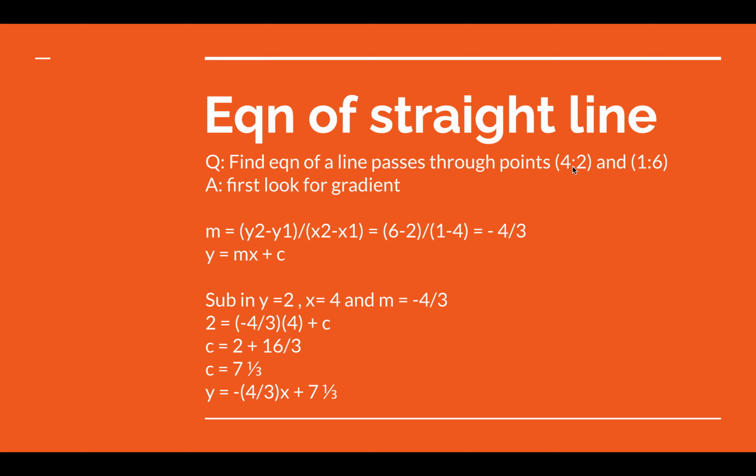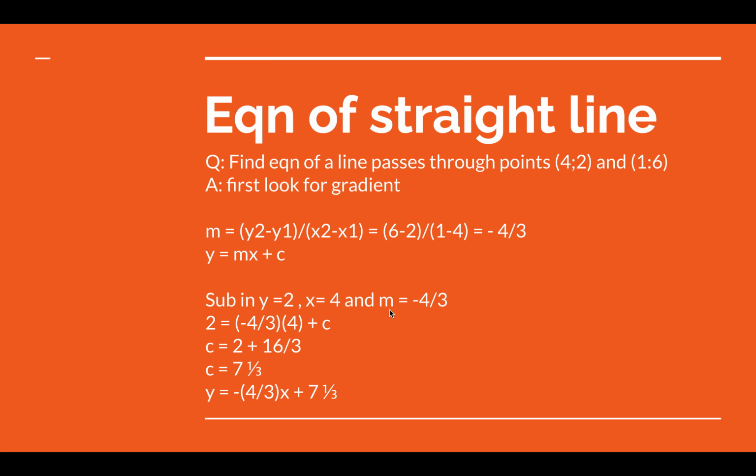We can get any point. You can either use (4, 2) or (1, 6). In this case, we just use (4, 2). If we look at the point (4, 2), it means that the line is going to pass through this point. So that means if x is 4 in the equation of the line, then y is going to be 2. So we'll take (4, 2) into our equation and just substitute y as 2 and x as 4.